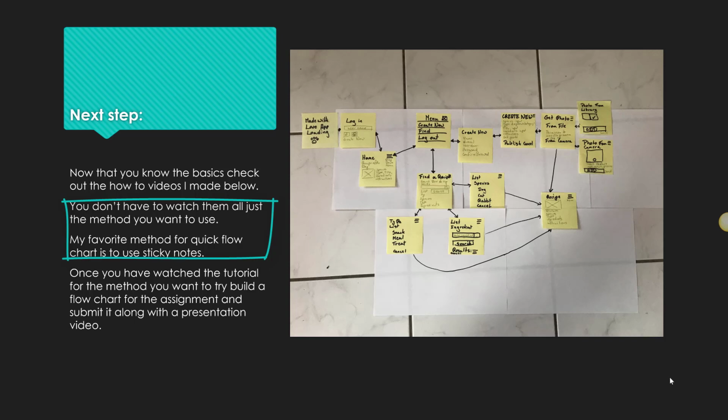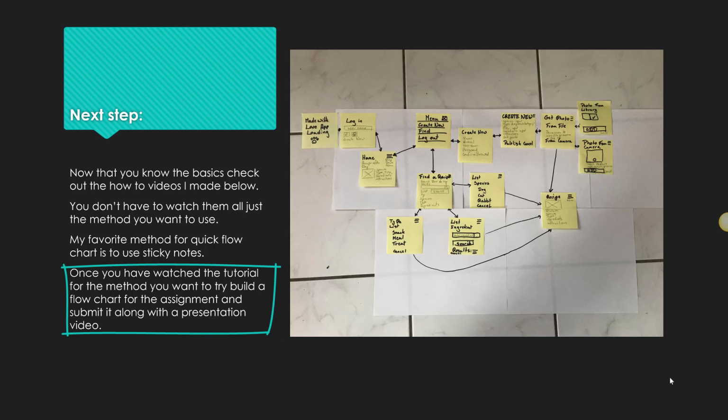My favorite method for doing these flowcharts is Post-it notes. Post-it notes on a blackboard, Post-it notes on a whiteboard, Post-it notes on a large sheet of paper, Post-it notes on the floor. Post-it notes are cool. Once you have watched the tutorials of the method that you want to use, go to the assignment part of this exercise.